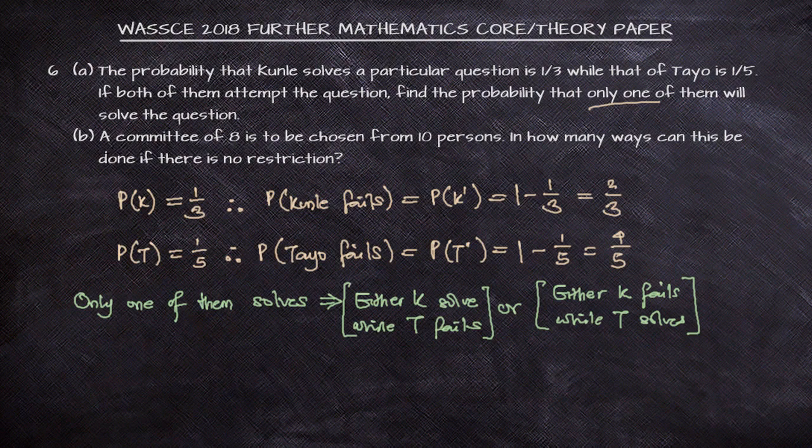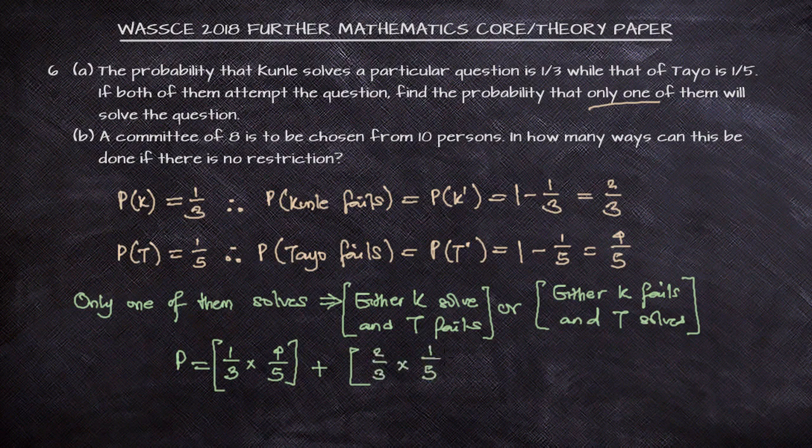Instead of using while, we can use and. We can use and, meaning that either Kunle solves and Tayo fails, or Kunle fails and Tayo solves. And in probability, when we're using and, we are talking about multiplication. When we're using or, we are talking about addition. So, what we're asked to find, the probability, will mean that we have Kunle solves 1 over 3 multiplied by Tayo fails 4 over 5, plus Kunle fails 2 over 3 multiplied by Tayo solves, which is 1 over 5.